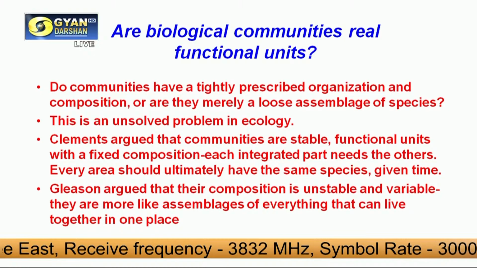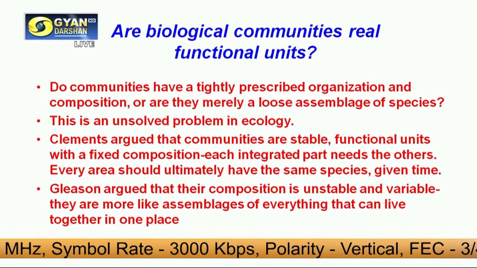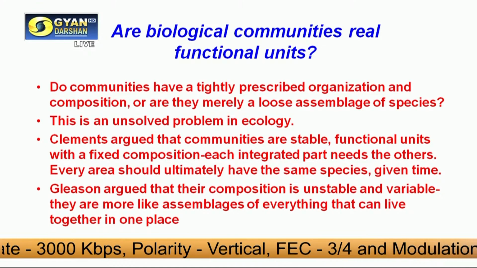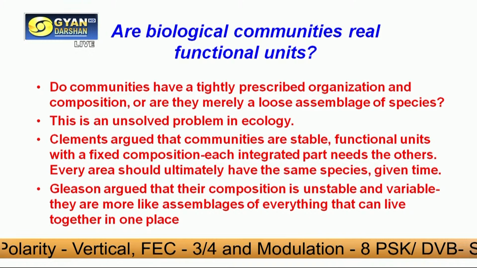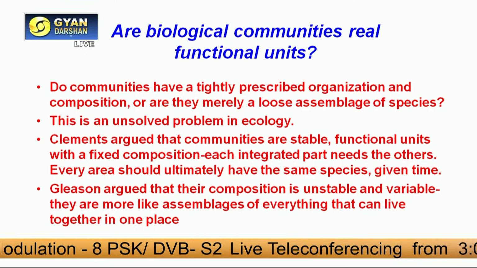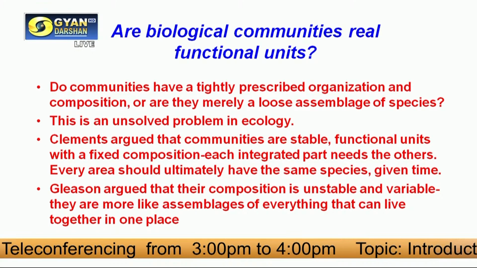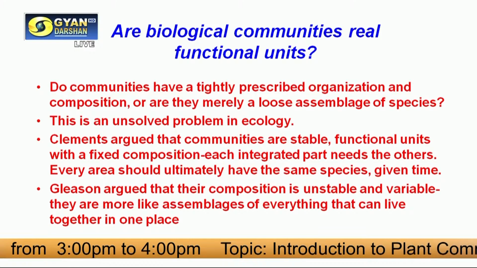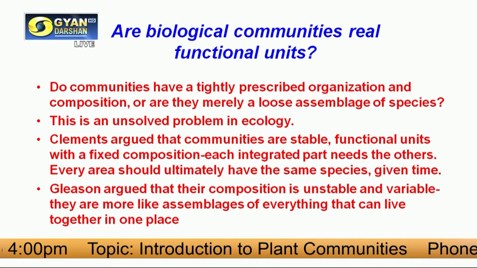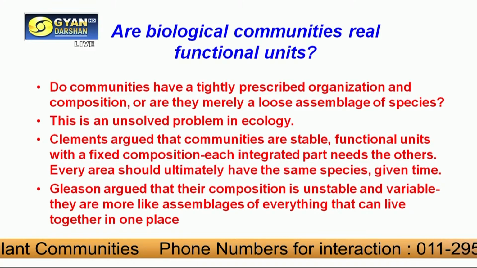Now towards the end, I raise another problem, like if somebody asks you a question like, do communities have a tightly prescribed organization, or is it just a random assemblage? Clements said that it is a very tightly regulated phenomenon. That is, communities are stable functional units. If you remember, Clements also gave us the monoclimax theory. So communities are stable functional units with a fixed composition. Gleason said that no, communities are unstable and variable. They are more of a random assemblage.